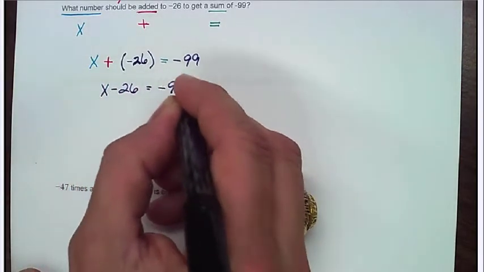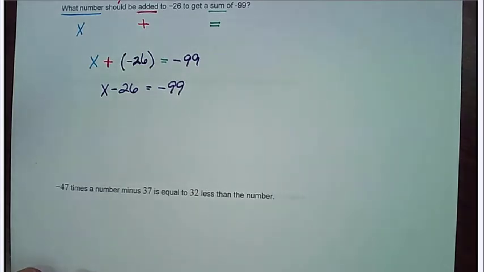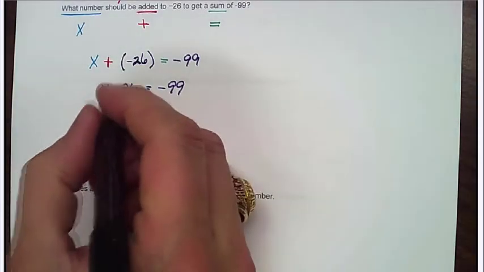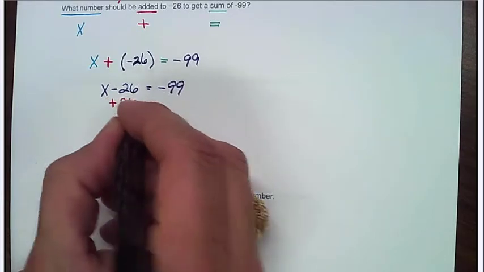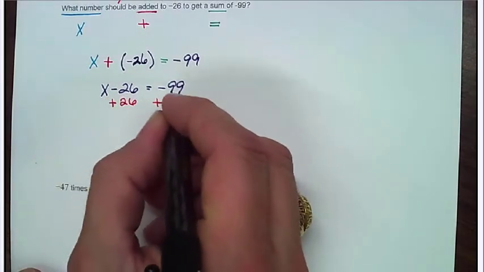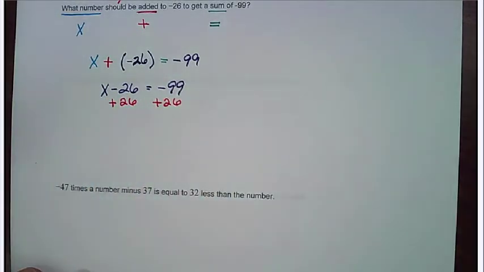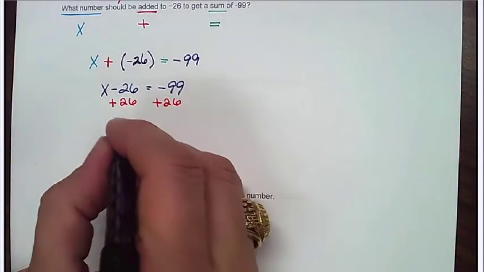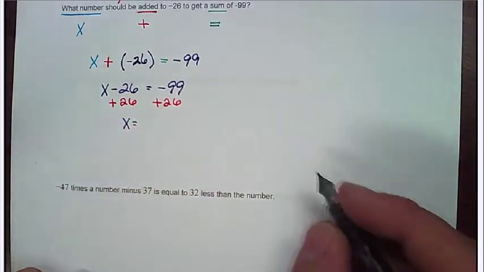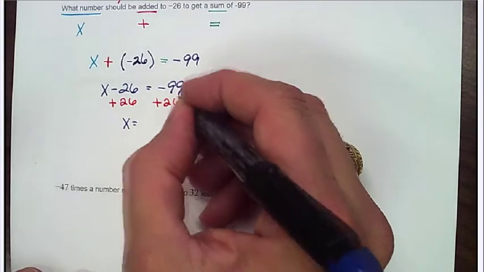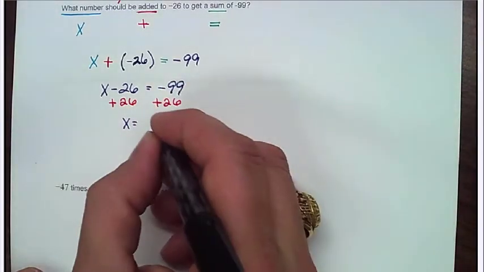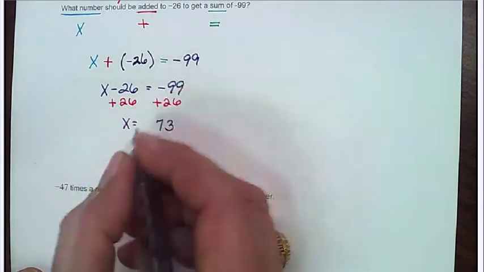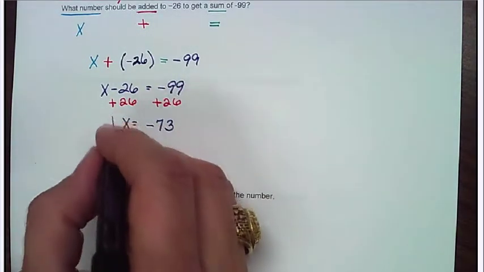Well, now we're just solving a linear equation. So I've got a subtraction. The opposite of subtraction is addition. So I add 26 to both sides. And guys, now that I've got a negative and a positive, I'm going to have to subtract the two, keep the sign of the larger. So 9 minus 6 is going to give me 3. 9 minus 2 is going to give me 7. My larger number is negative, so my answer is negative.